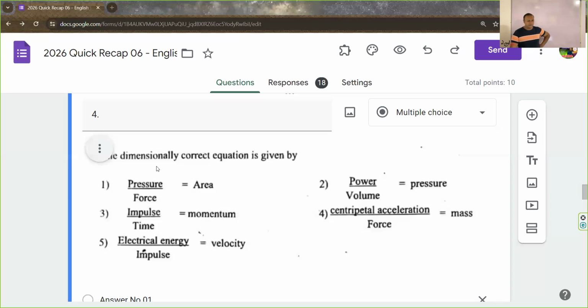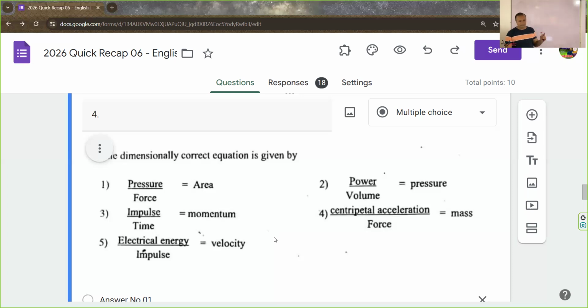Look at the first one. You know the equation or formula for pressure. Pressure is equal to force over area. You can remember that one. So if you remember that, definitely the first one can be removed because it is not a correct one.